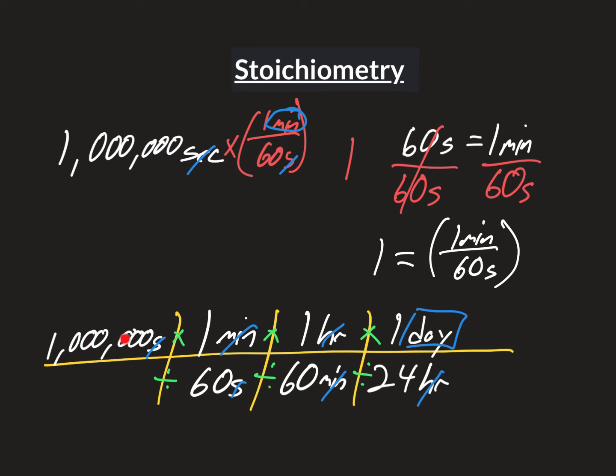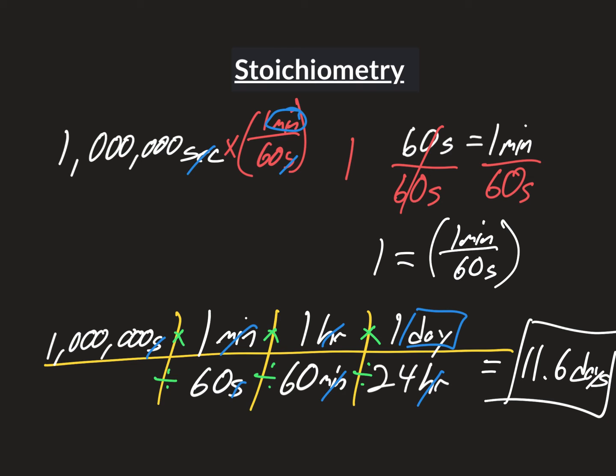So essentially what I would do to change 1,000,000 seconds into days is I would divide it by 60, then I would divide it by 60, then I would divide it by 24. This railroad tracks method is just showing you that that's how you're going to set it up. If you did that, by the way, you would get 11.6 days.